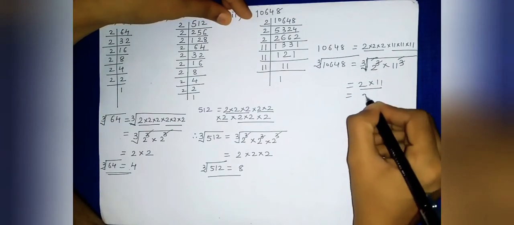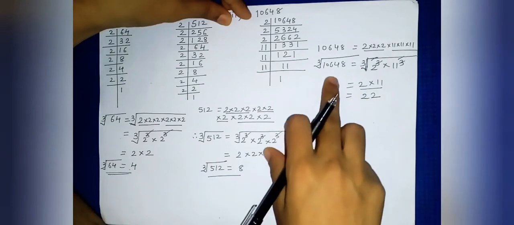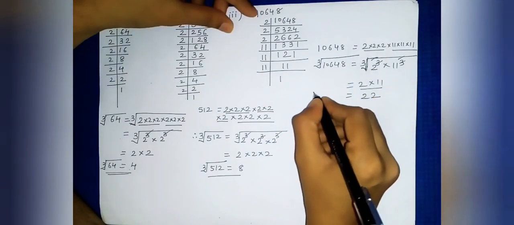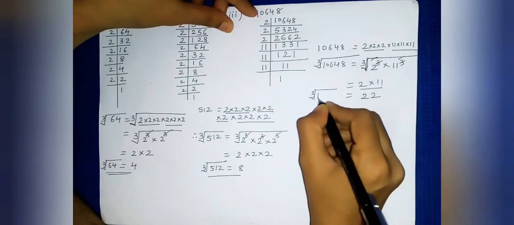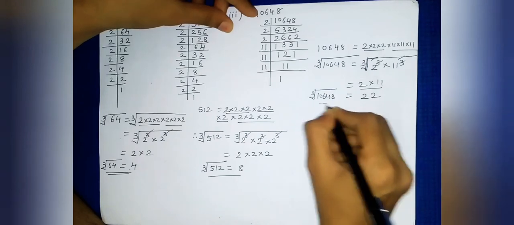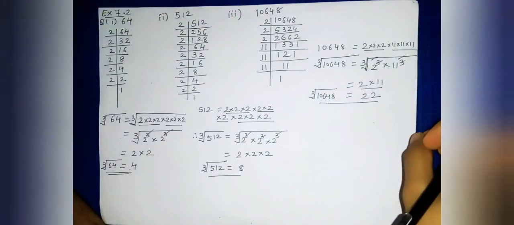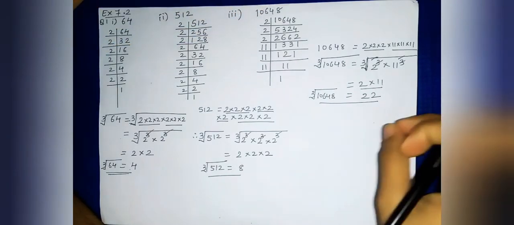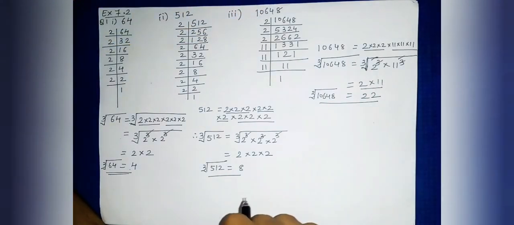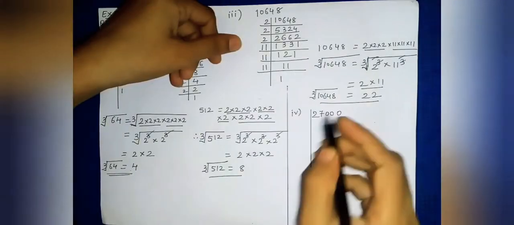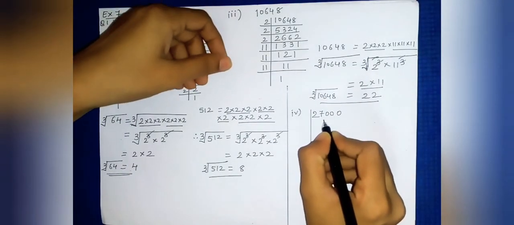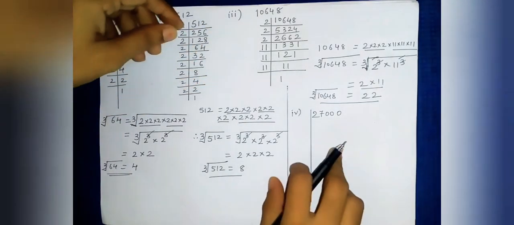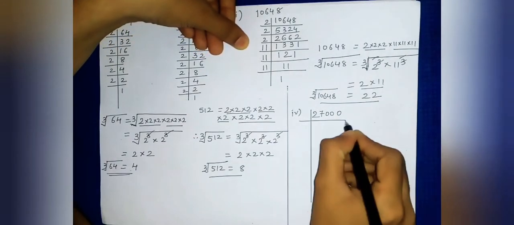So 2 11s are 22. So cube root of 10648, cube root of 10648 is 22. So 22, if you multiply 3 times, you will get 10648. So this was the third sum. Now let us see the fourth one. Now the fourth one is 27,000. So we will take out the factors of this.